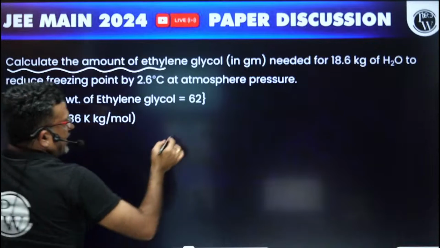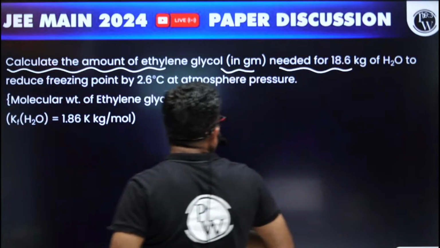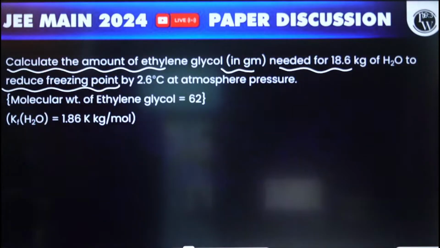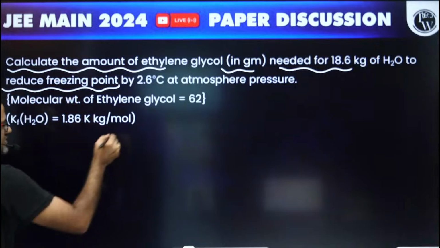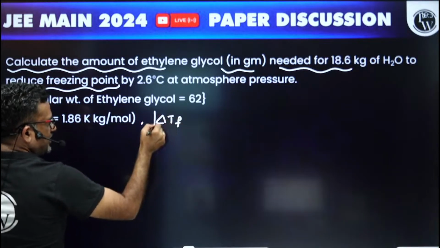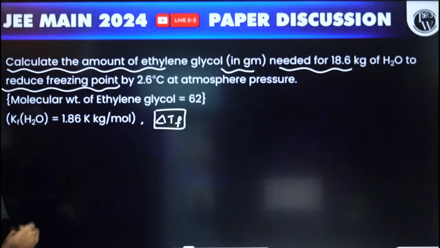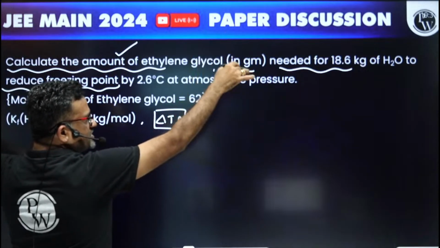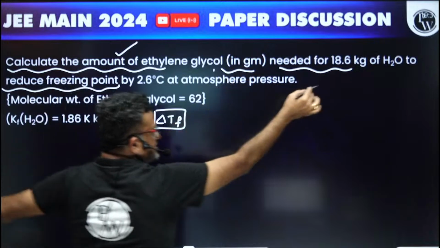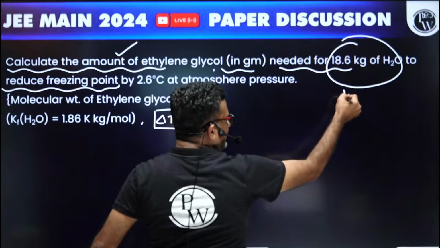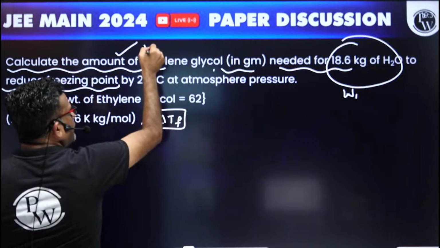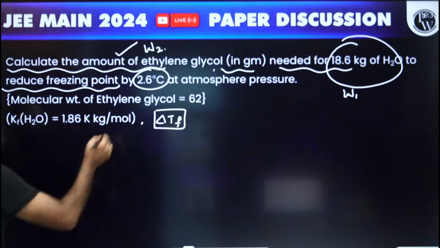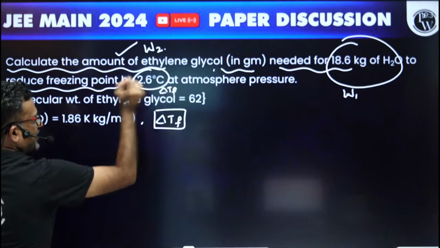Calculate the amount of ethylene glycol in gram needed for 18.6 kg of water to reduce the freezing point. The problem is about depressing the freezing point, which means the problem is about delta TF. What is asked? We have to calculate the amount of ethylene glycol. Ethylene glycol is the solute which is added to 18.6 kg of water. Since the solvent is in large quantity, I will take the mass of solvent as W1. Mass of solute is asked, which is W2. And it is depressing the freezing point by 2.6 degrees, which I will take as delta TF.